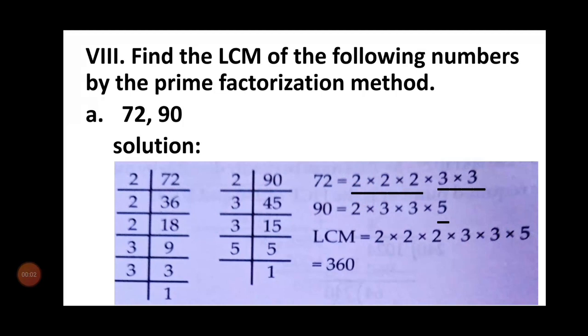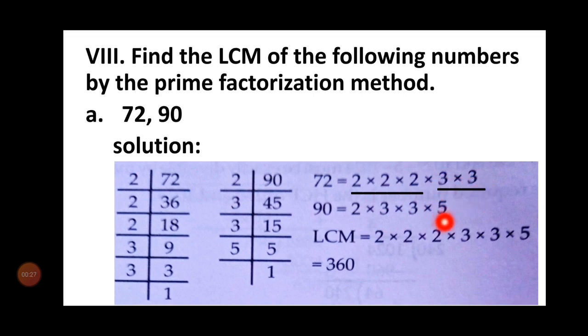Then go with the 3. Which number has the maximum number of 3's? 72 has two 3's, and 90 has two 3's. So both numbers have an equal number of 3's. You can underline the 3's of either 72 or 90. Here I go with 72, so I underline 3 into 3.